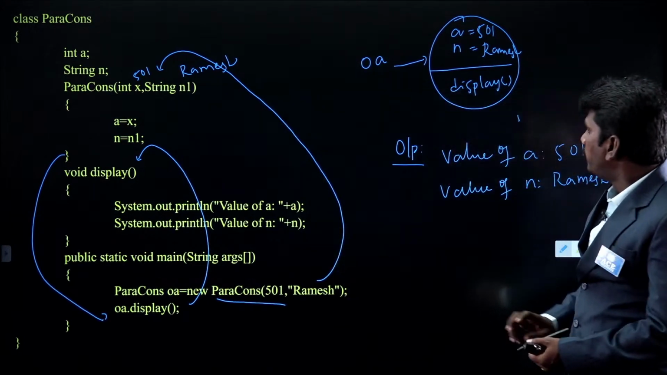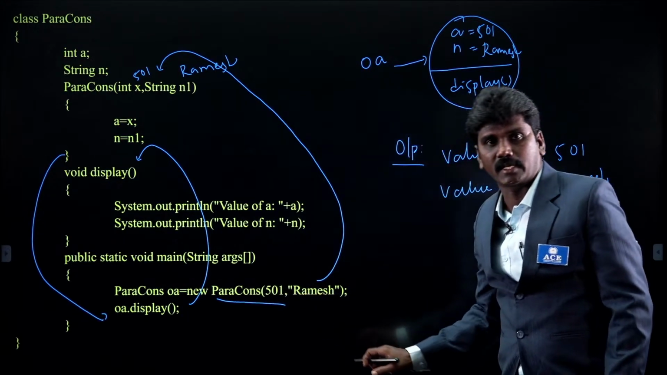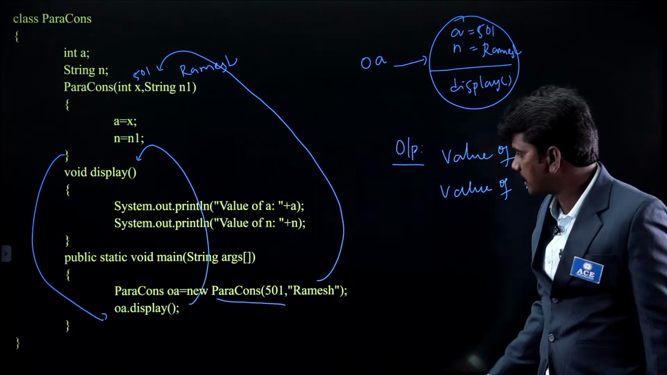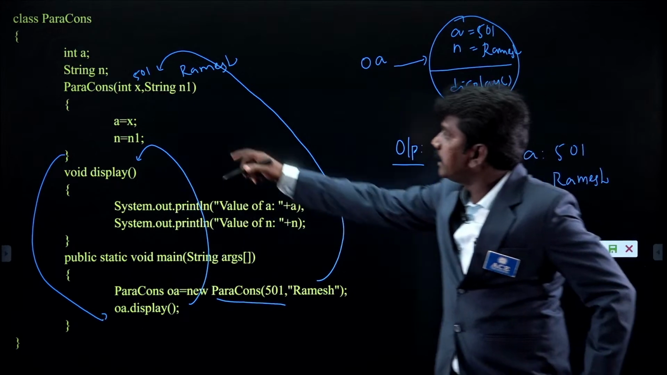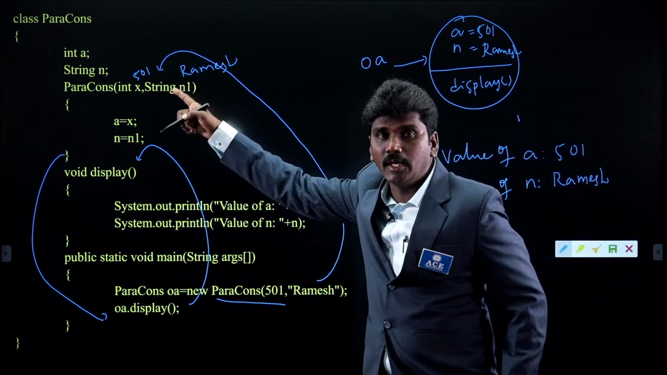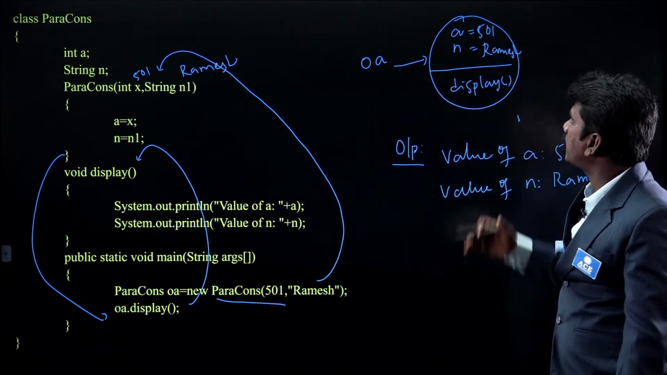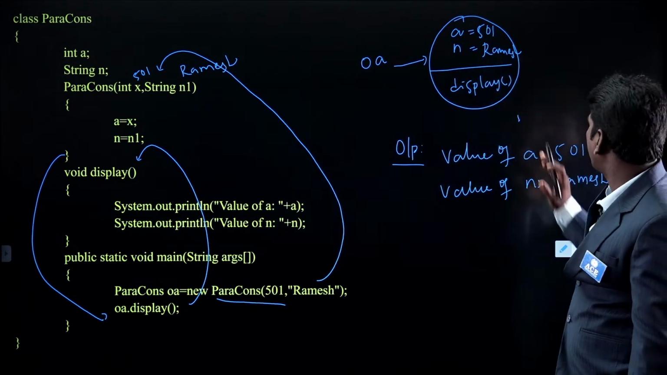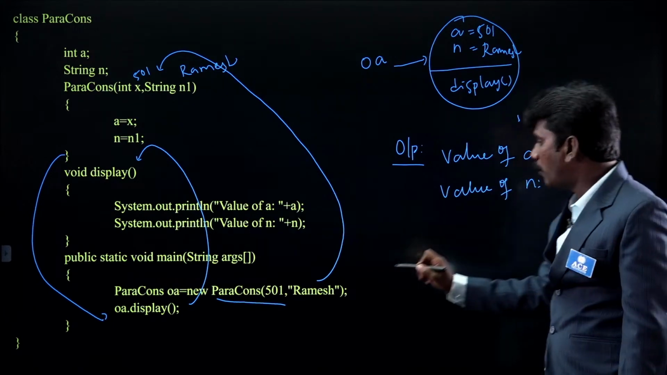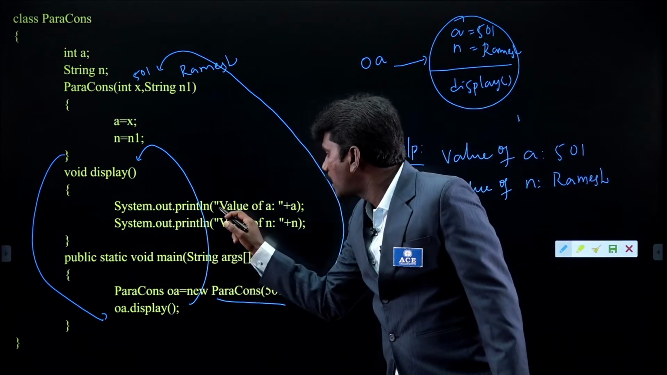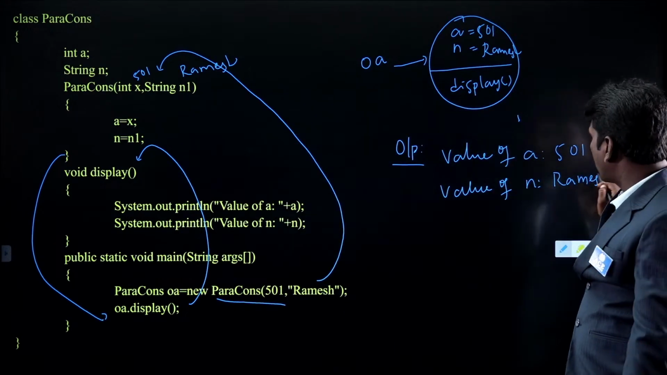So here we have used the parameterized constructor. That's why automatically the instance variables a and n both are initialized inside it, and exactly for a 501 and for n Ramesh we have got as the output. Even we have printed oa.display, and inside display the value of a is 501, value of n is Ramesh, like that we have got.